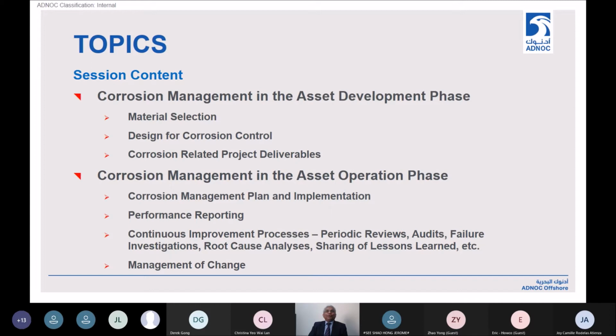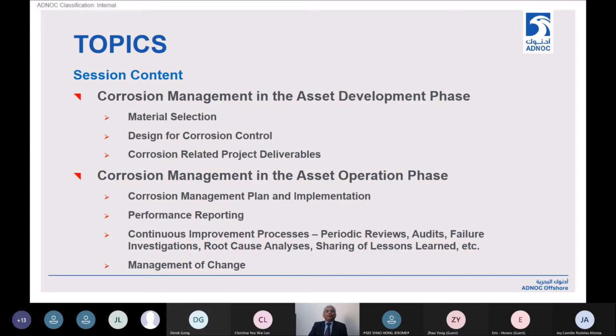We talk about performance reporting, which is an extremely important aspect of managing corrosion, because without data, without a reporting system in place, communication is a very important aspect. You need to communicate everything that you do in the site with respect to corrosion management in order to be able to reduce risk, mitigate risk, and thereby assure integrity of assets through the design life.